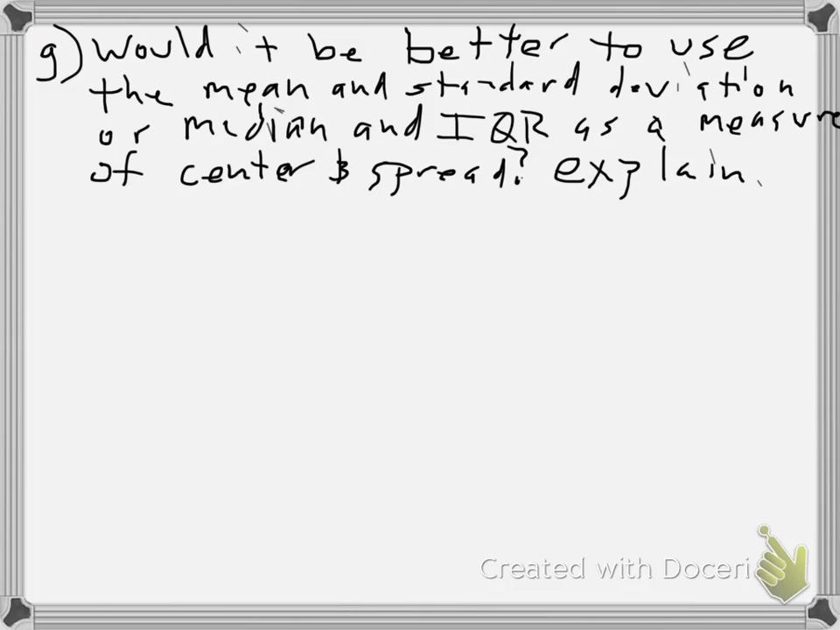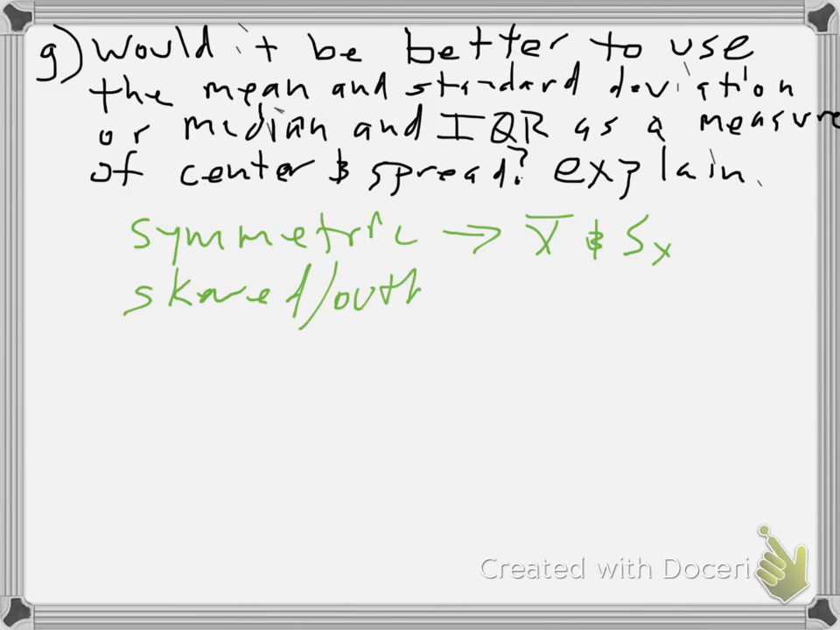Okay, so part G asks, would it be better to use the mean and standard deviation or the median and IQR as a measure of spread? And here's what we need to evaluate when we get this question. We need to ask ourselves, is this symmetric or is it skewed? If it's symmetric, we want to use the mean and standard deviation. But if it's skewed, or if there are outliers, we want to use the median and IQR.